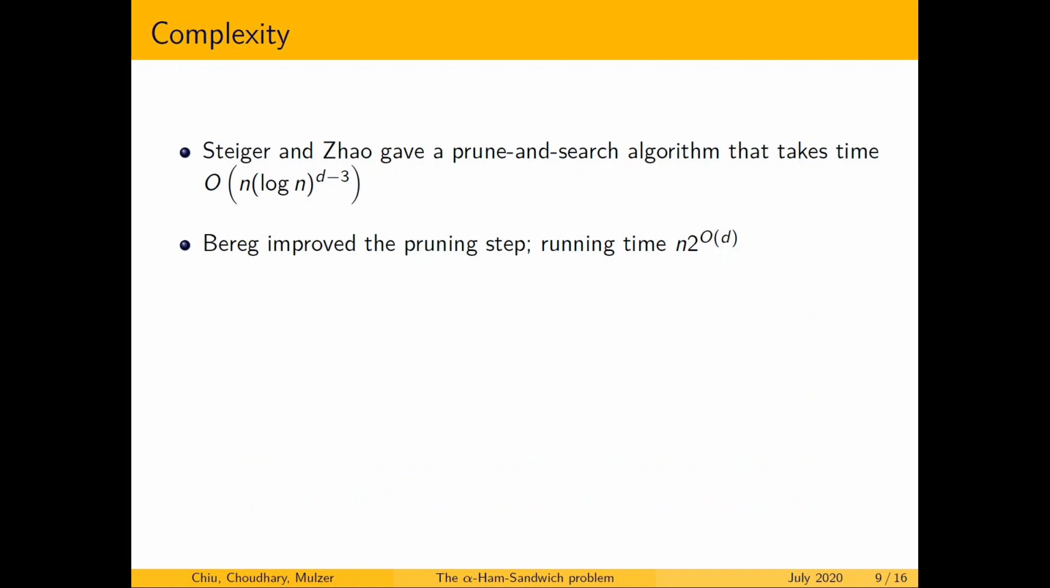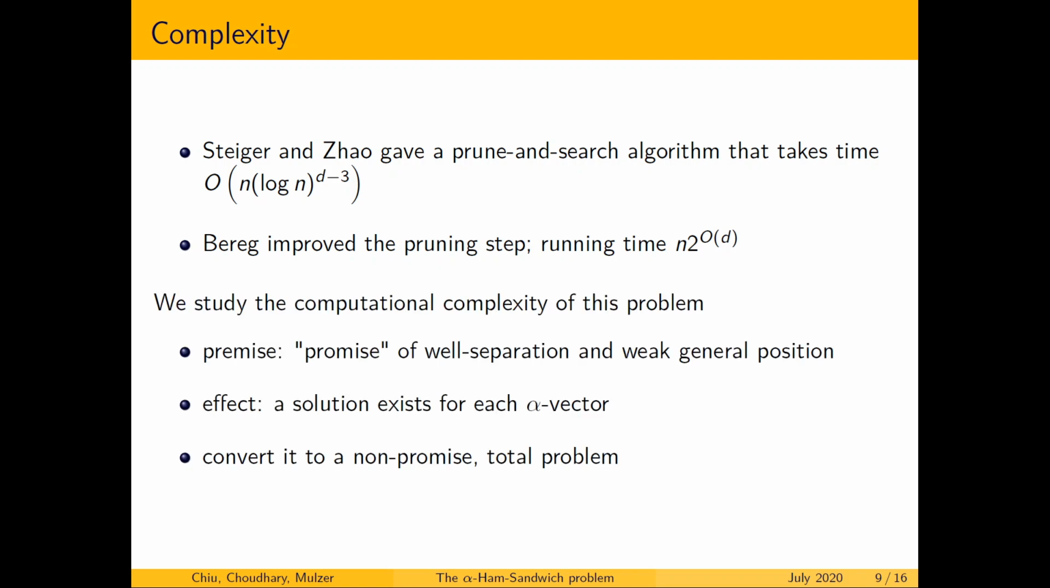Let's now talk about the complexity of this problem. Steiger and Zhao gave a prune and search algorithm to find the dividing hyperplane if the conditions of well separation and weak general position were true, and that takes this much time. This was later improved to be linear in n, but still it was exponential in d. Our aim is to understand the precise computational complexity of this search problem.